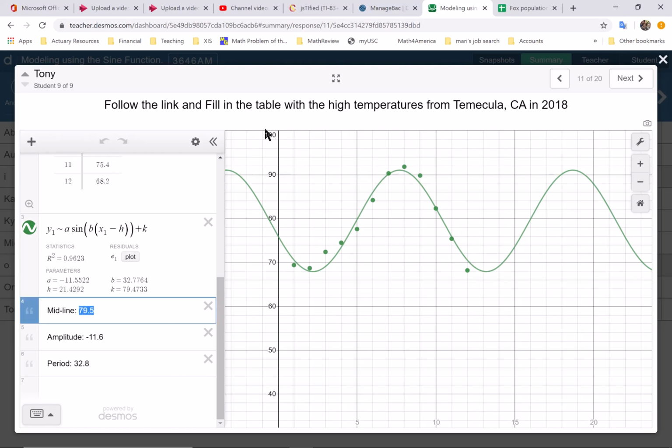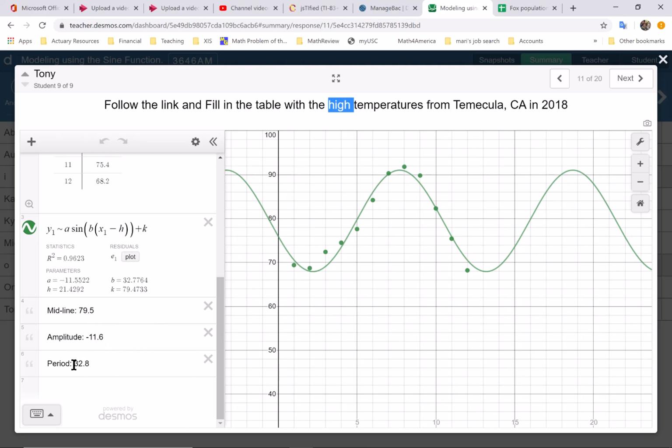Again, we're talking about temperatures. So the midline is going to be our average temperature, average high temperature, right? So careful there. The amplitude is 11.6. Because the midline is 79.5, we could go a maximum of 11.6 above the average and a minimum of 11.6 below the average. And the negative, again, just means it starts out going negative. That might depend if he changes the h value to something else.